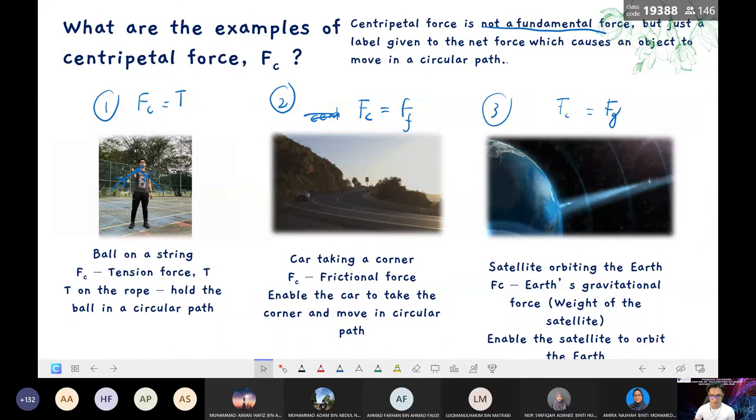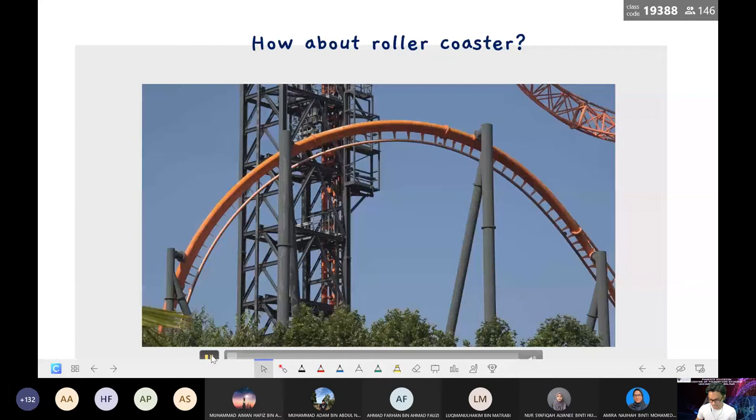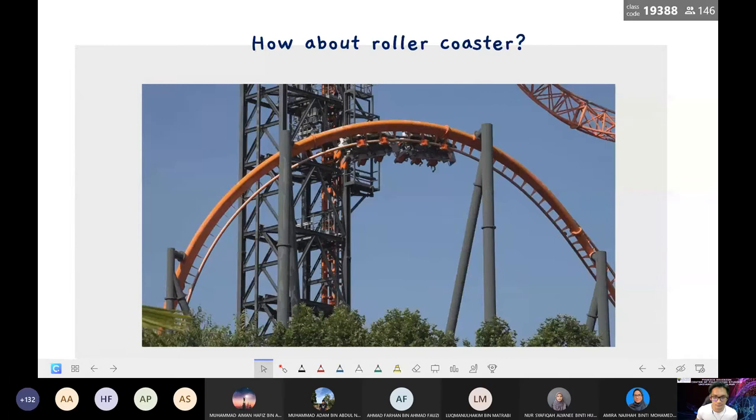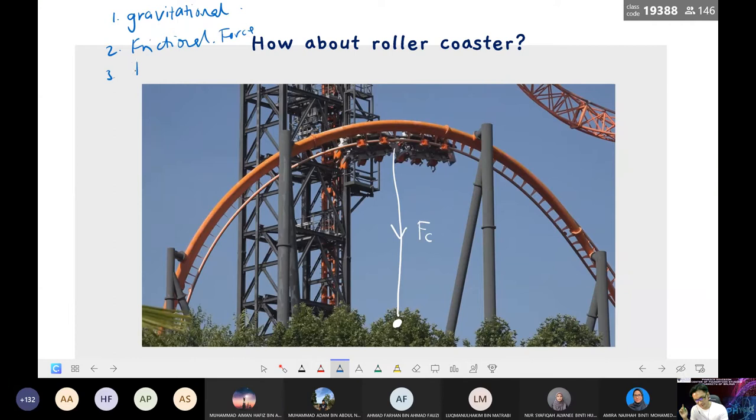Okay, how about the next one that I'll show you? How about a roller coaster? Okay, I'll play this. Okay, it's stuck here. Okay, so where is the centripetal force? Anyone? Centripetal force, the definition is the force that is always pointing to the center. So we know that the center of this curve is here. So we know that the FC is towards the center. Okay, FC now is contributed by what force of this roller coaster? Gravitational. Okay. Alright, more? Frictional. Okay, more? Tension. Okay, more? I'll pick one more.